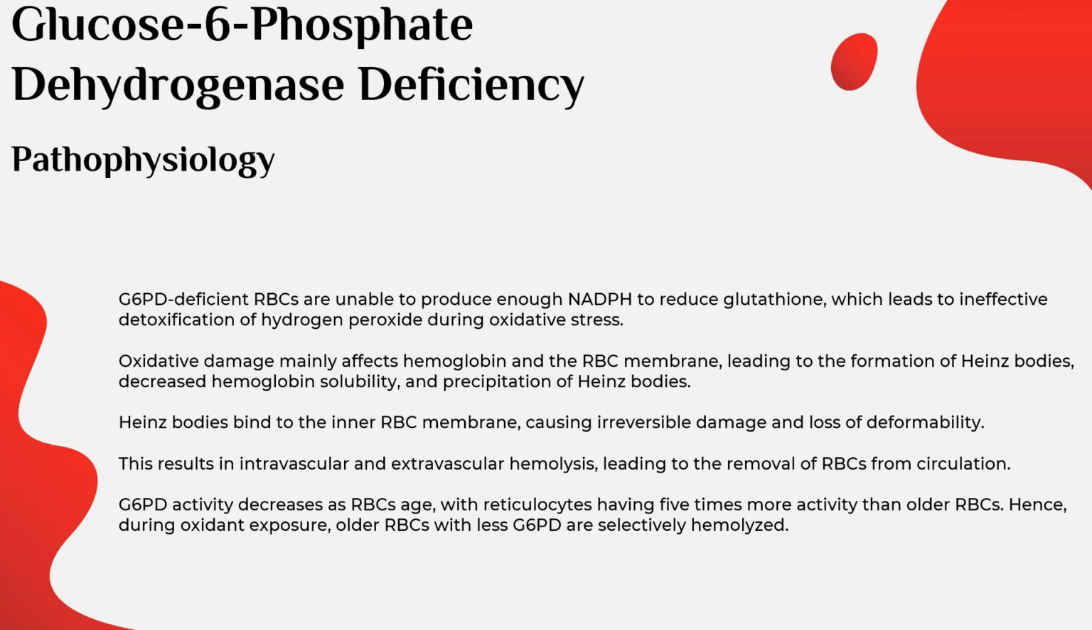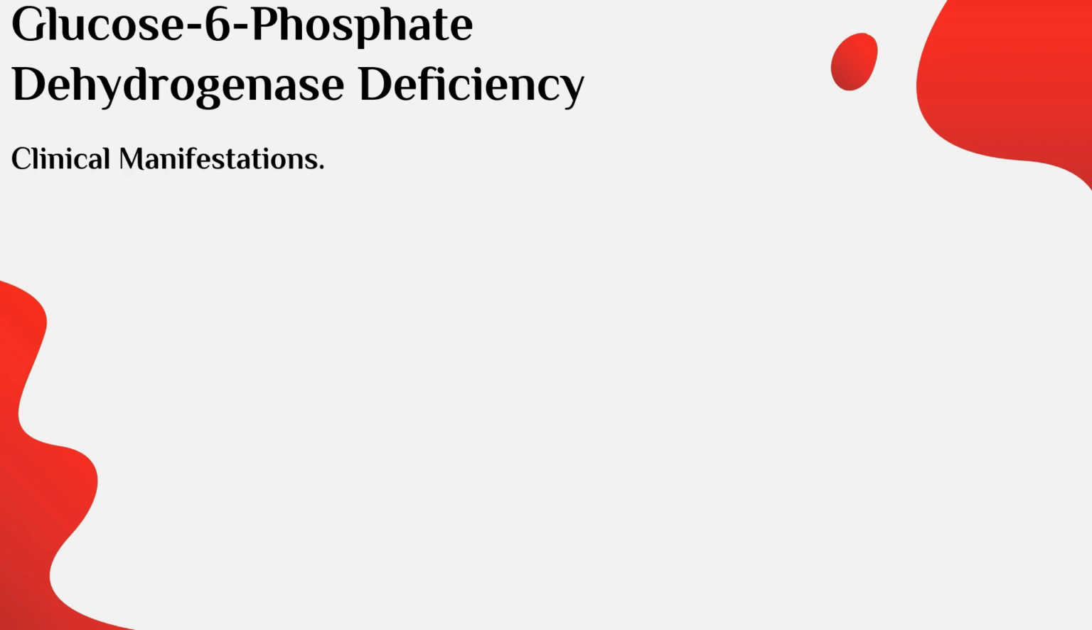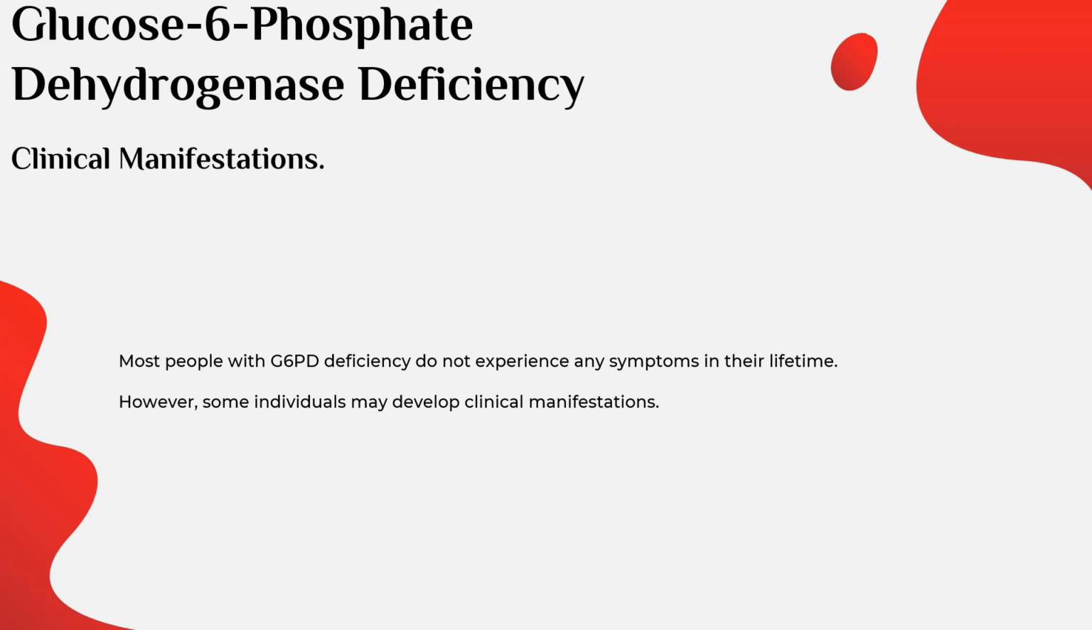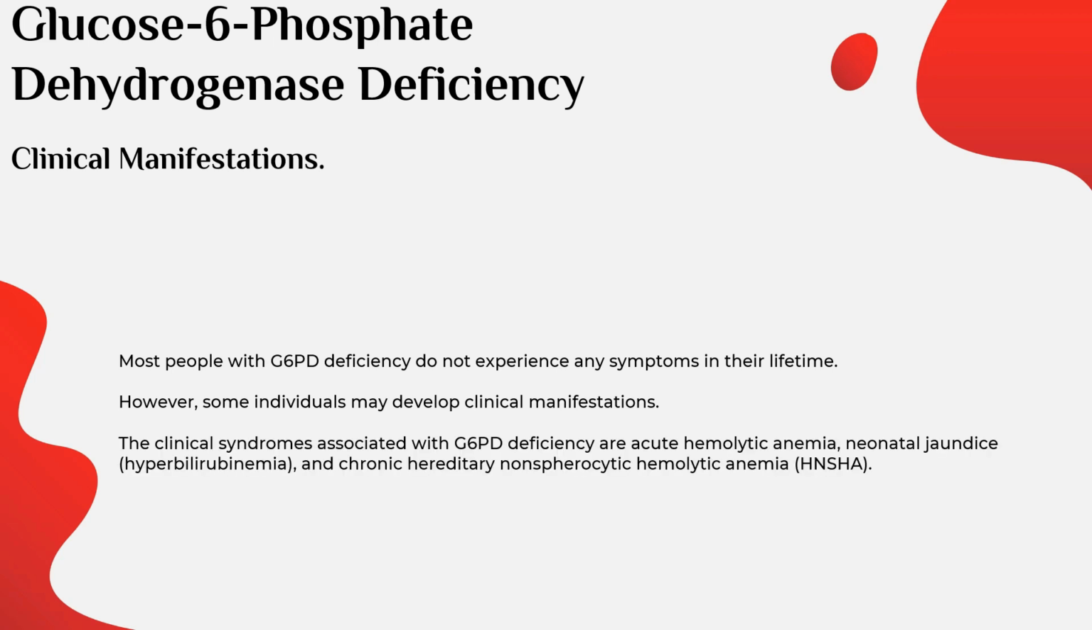G6PD activity decreases as RBCs age, with reticulocytes having 5 times more activity than older RBCs. Hence, during oxidant exposure, older RBCs with less G6PD are selectively hemolyzed. Clinical manifestations. Most people with G6PD deficiency do not experience any symptoms in their lifetime. However, some individuals may develop clinical manifestations. The clinical syndromes associated with G6PD deficiency are acute hemolytic anemia, neonatal jaundice, hyperbilirubinemia, and chronic hereditary nonspherocytic hemolytic anemia, HNSHA.